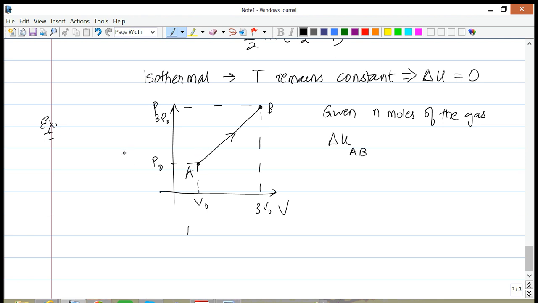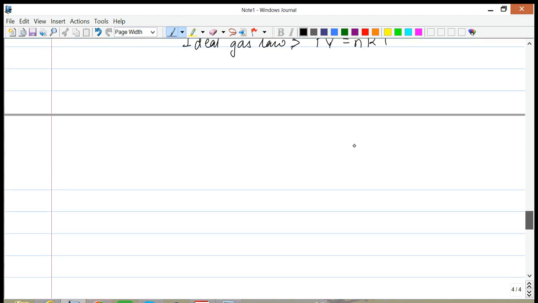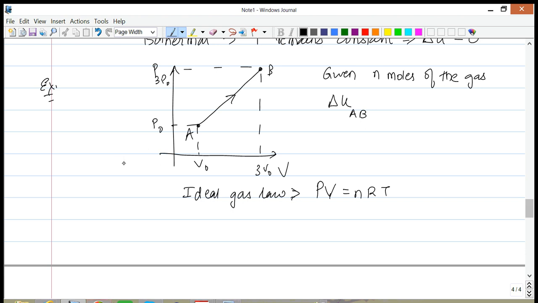And this is something that you will use a lot. The ideal gas law states that PV equals nRT, okay, so we can use this formula to figure out the temperature in state A.